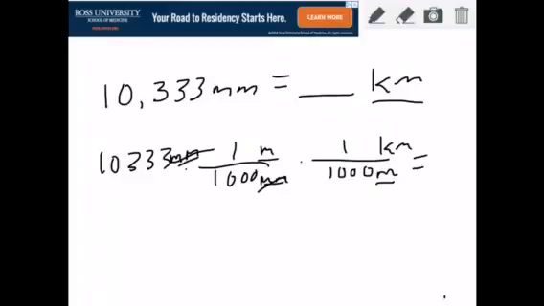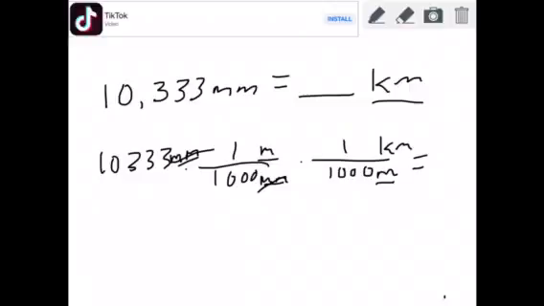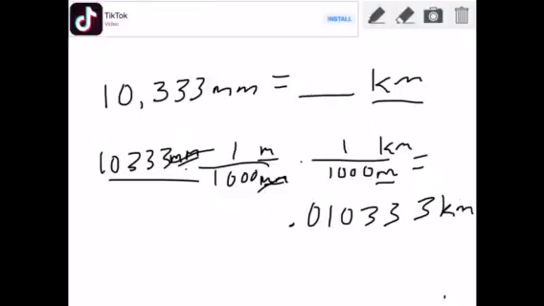So we're going to take that, and we're going to multiply across. Obviously, we have 10,333 on top, and multiplying the bottom gives 1 million. So what we need to do here is divide that by 1,000,000, and we should get 0.010333 kilometers. Obviously this is a lot easier with your calculator. I just did that in my head here, so you can always check your work by using the calculator.